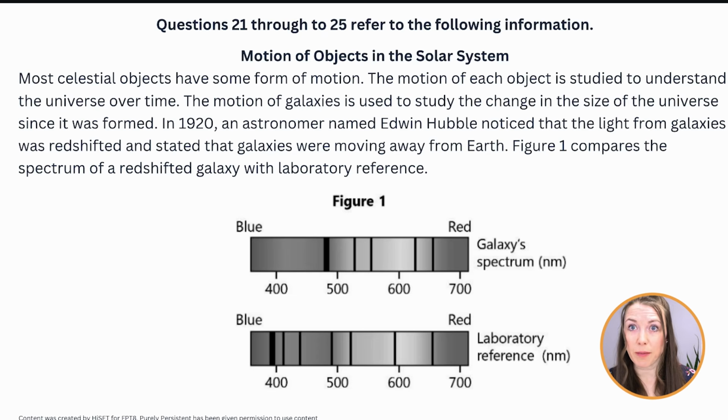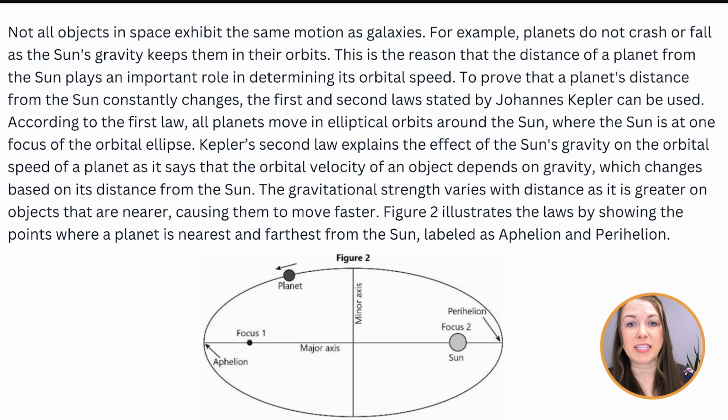Down below we have the laboratory reference, and notice how the lines are different than the galaxy spectrum above it. In the galaxy spectrum, they're shifted slightly to the right, or to the red. Not all objects in space exhibit the same motion as galaxies. For example, planets do not crash or fall as the sun's gravity keeps them in their orbits. This is the reason that the distance of the planet from the sun plays an important role in determining its orbital speed. To prove that a planet's distance from the sun constantly changes, the first and second laws stated by Johannes Kepler can be used.